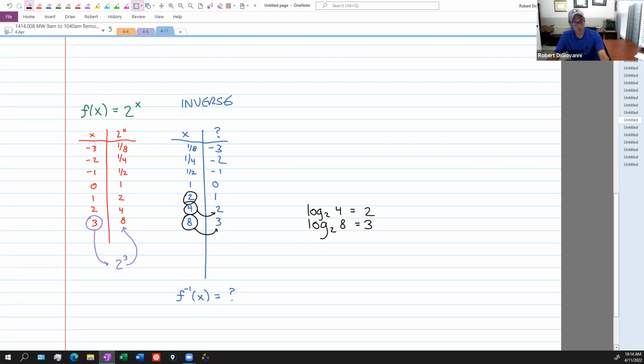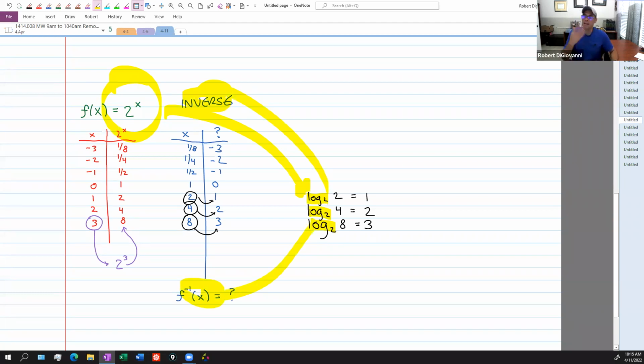Let's do the next one. 2 needs to turn into a 1. Well, let's try log base 2 of 2. Well, 2 to what power is 2? 1, right? 2 to the first power. So do you see that this log base 2 is the thing that's sending everything back to where it came from? Do y'all see that? And that's why that logarithmic function is the inverse of this 2 to the x, right? We were asking, what's the inverse? Well, the inverse is the log base 2. It's weird, but it's the way it is, all right?